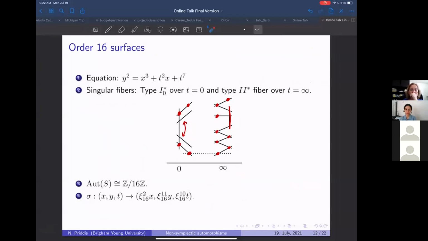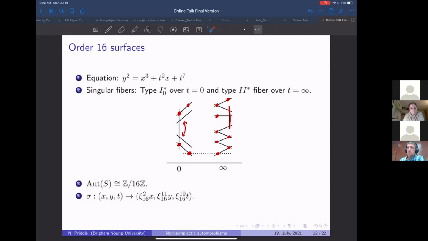Kind of more importantly is what are the singular fibers. From that equation, you can find out the singular fibers, that's got an I0 star. And if you've never seen this before, I've drawn sort of the fibers here. So if you don't know what type I0 star or type 2 star are, don't worry about it. I've drawn them here.